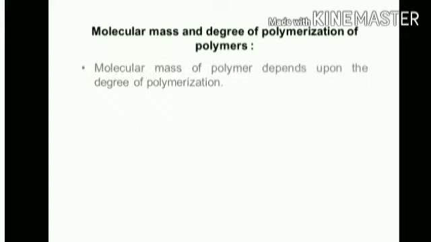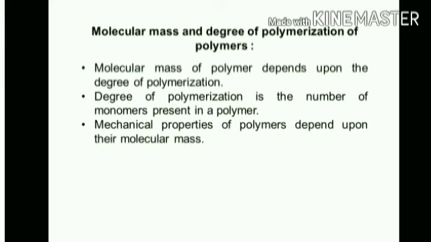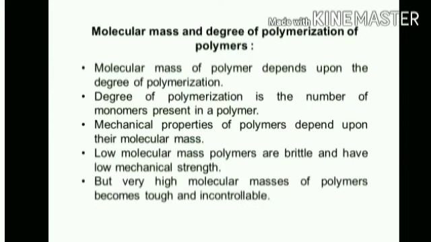Molecular mass and degree of polymerization of polymers. Molecular mass of a polymer depends upon the degree of polymerization. Degree of polymerization is the number of monomers present in a polymer. The mechanical properties of polymers depend upon their molecular mass. Low molecular mass polymers are brittle and have low mechanical strength, but very high molecular mass polymers become tough and uncontrollable.